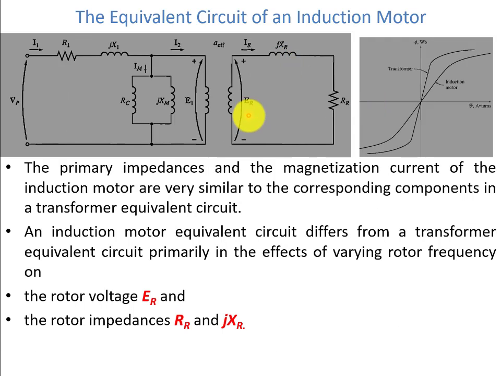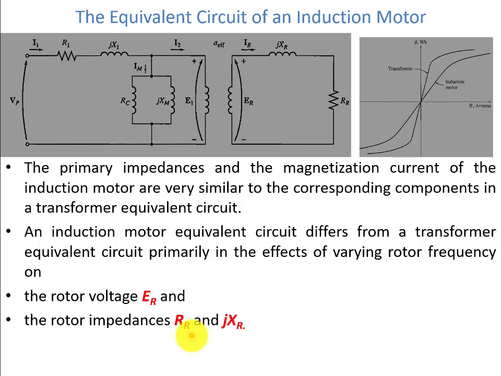The primary impedances and the magnetizing current of the induction motor are very similar to the corresponding components in the transformer equivalent circuit. So this is the magnetization branch, and this is the winding resistance and the leakage flux of the stator. An induction motor equivalent circuit differs from a transformer equivalent circuit primarily in the effects of varying rotor frequency. The only difference comes from the different rotor frequency, because in the transformer we had the same frequency on the primary and secondary sides. So we have the rotor voltage ER and the rotor impedance R and jXR.